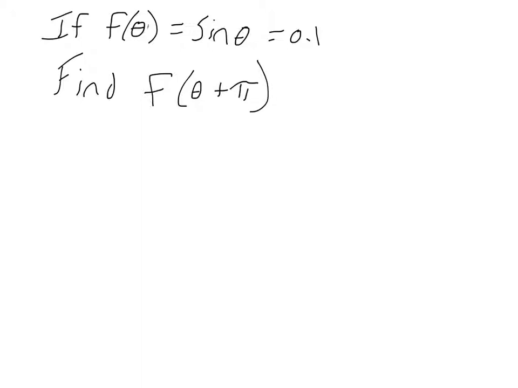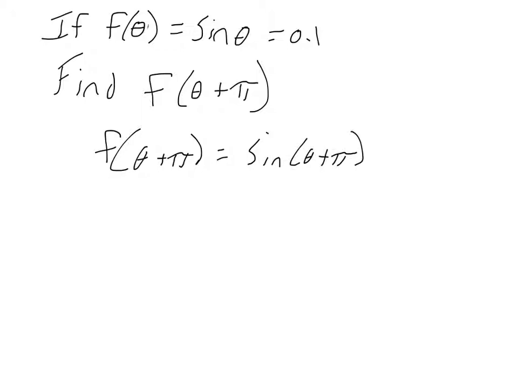So what happens if I add pi to that? So f of theta is equal to sine theta, which equals 0.1. What's f of theta plus pi? Well, f of theta plus pi is just equal to sine of theta plus pi, right? And so if sine theta is equal to 0.1, let's go ahead and think about this visually first of all.